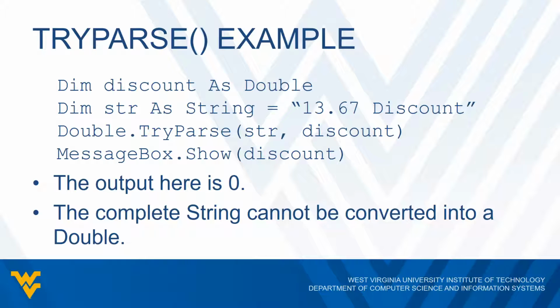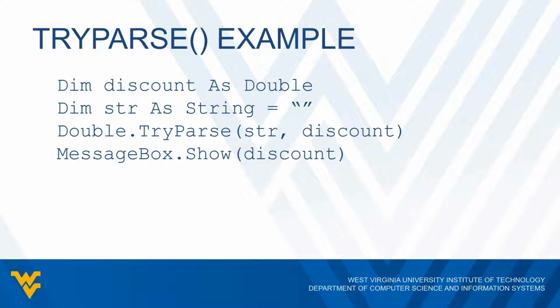And this is because our complete string is not a double. We cannot convert the whole thing to a double. When we're using the TryParse method, we either can convert the entire thing into the desired data type, or we just store a 0. It's one or the other. There's no happy middle ground. It's an all or nothing deal. There's nothing in between.